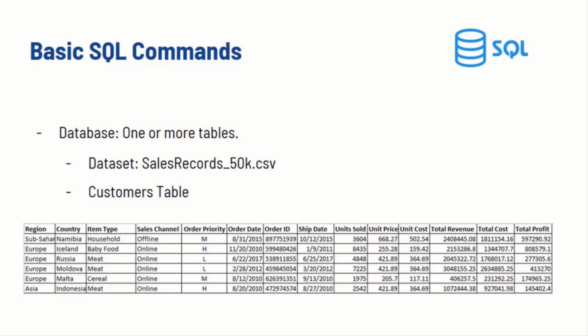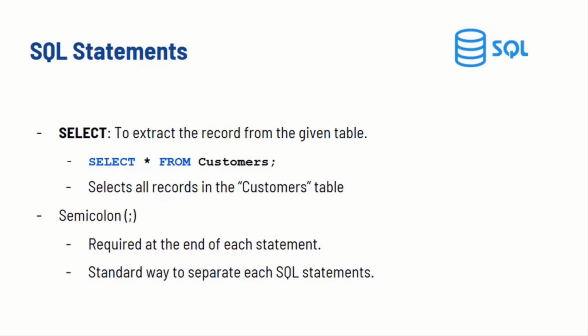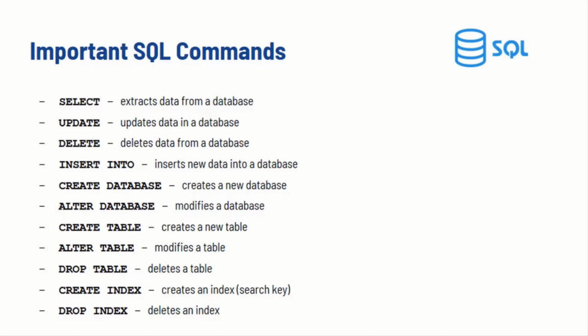In this tutorial, we will use the well-known sales record database. Most of the actions you need to perform on a database are done with SQL statements. The statement SELECT * FROM Customers; shown here selects all the records in the customer table. Some database systems require a semicolon at the end of each SQL statement, and it is the standard way to separate each SQL statement in database systems that allow more than one SQL statement to be executed in the same call to the server. Here are a few important SQL commands that are used when querying a database.